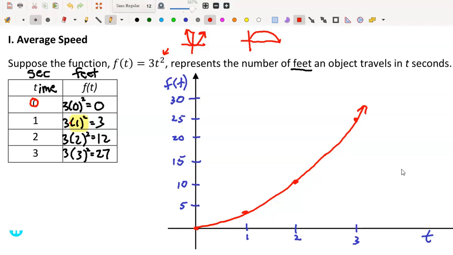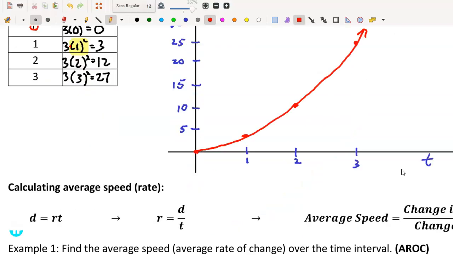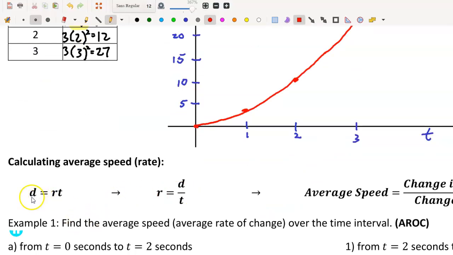All right, and if we're going to describe this thing and how fast it's moving, we are talking about rate. And we know that distance is rate times time. You know that from all your background knowledge. And if we're going to solve for rate, or solve for r, divide both sides by t to get r by itself, we have rate is distance over time. All right?